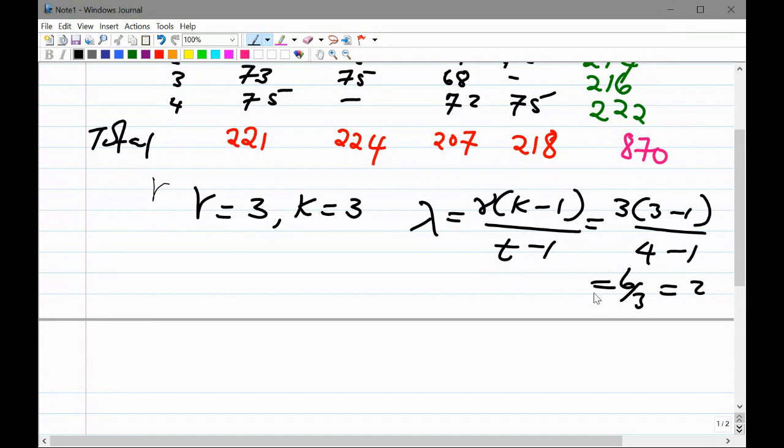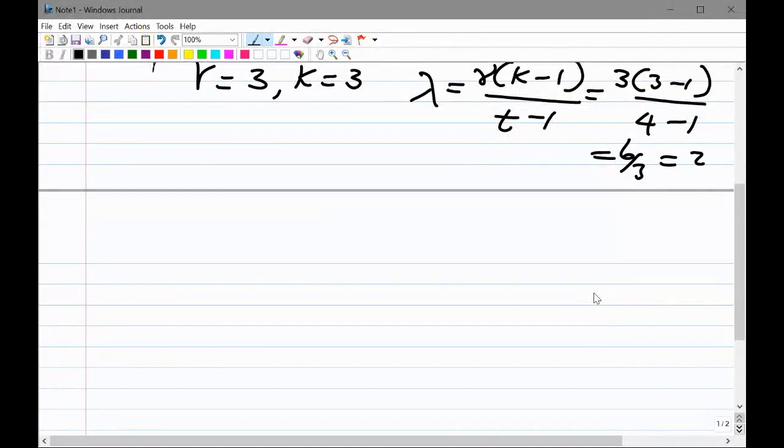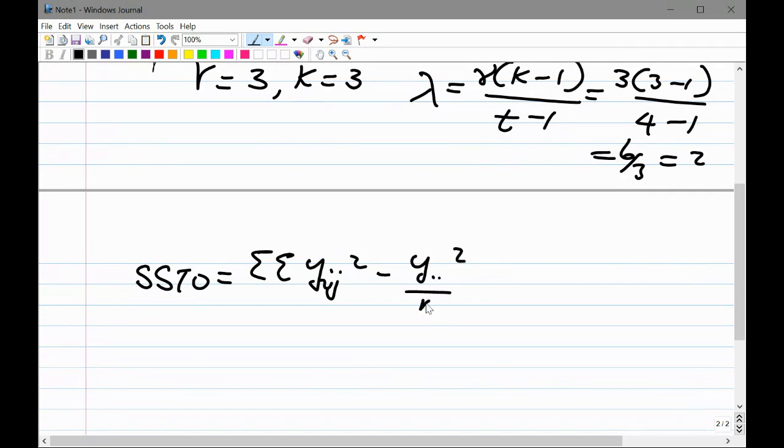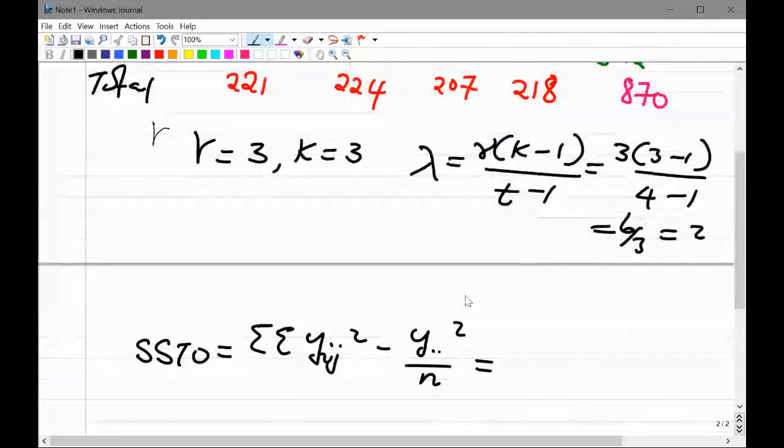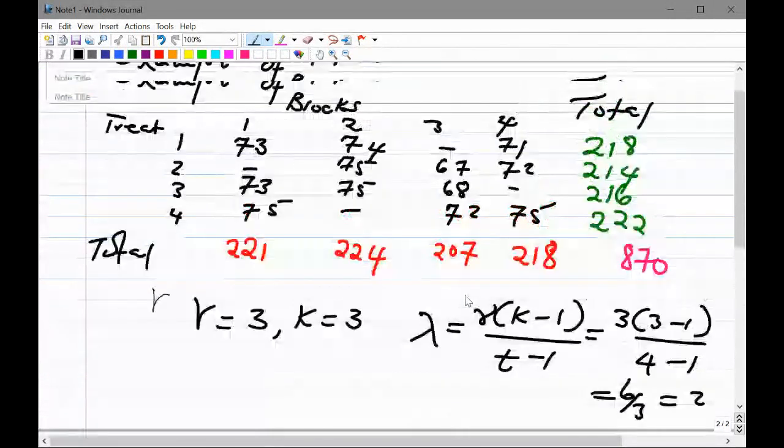So the new formulas that will be used here are the formulas that we need to understand now. You must find SSTO, which you do the normal way: double summation of Yij squared minus y dot dot squared divided by n. In the meantime, can you please find SSTO? That is the formula. You just square all the values.